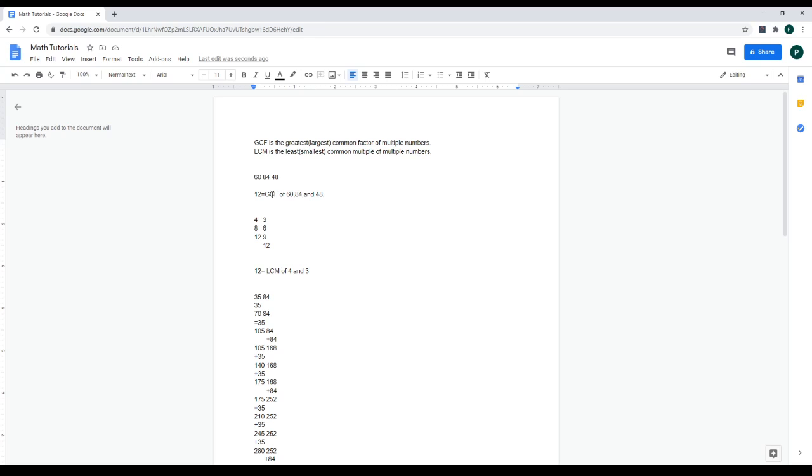So now we have to try 12. 48 divided by 12 is 4, good. 60 divided by 12 is 5, good. And 84 divided by 12 is 7, good. Therefore, 12 is the greatest common factor of 60, 84, and 48.